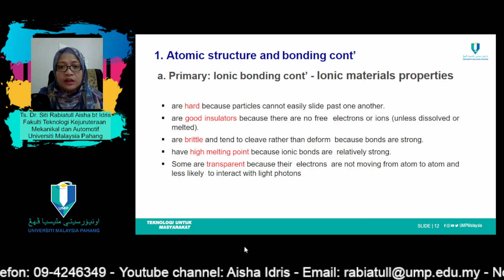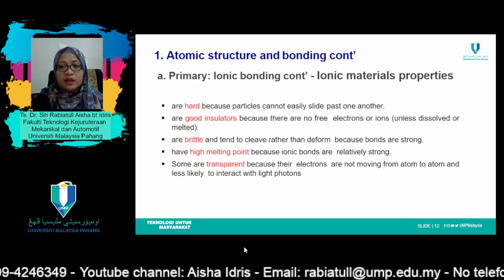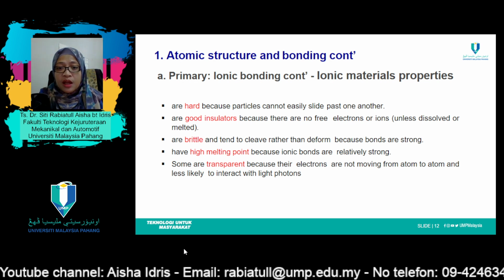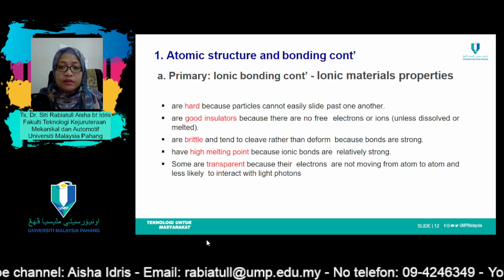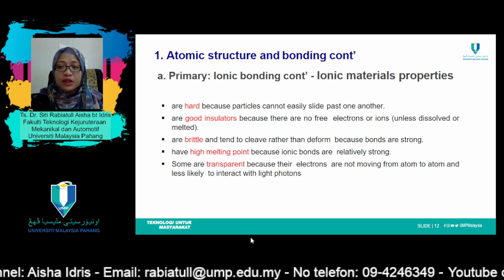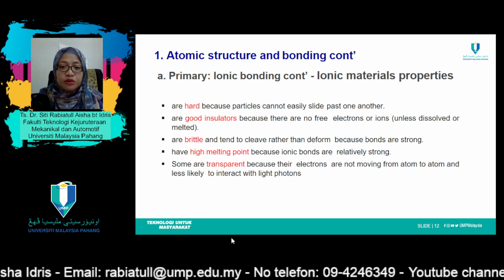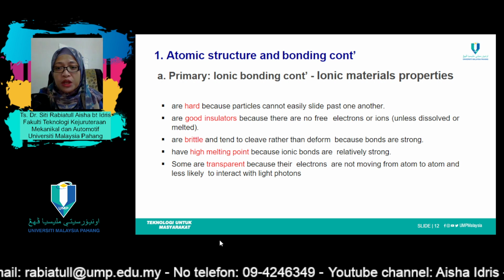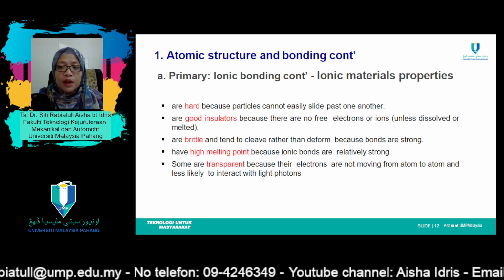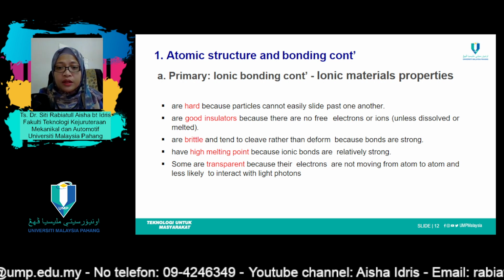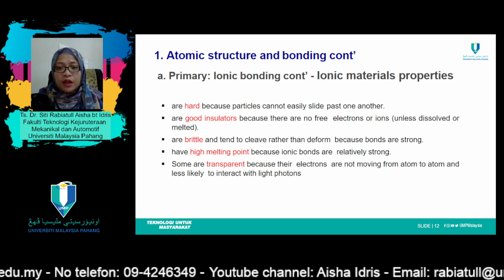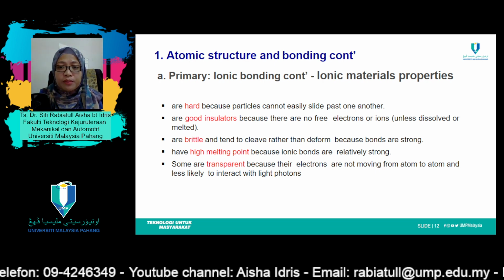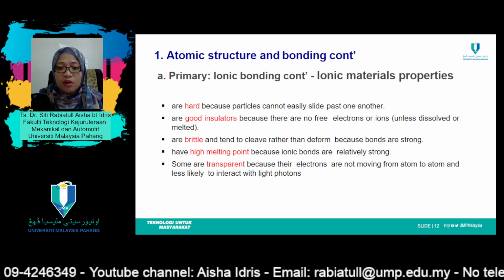Ionic bonding is actually hard because particles cannot easily slide past one another. They are good insulators because there are no free electrons or ions. Number 3, ionic bonds are brittle and tend to cleave rather than deform because the bonds are strong. And number 4, they have a high melting point because ionic bonds are relatively strong.